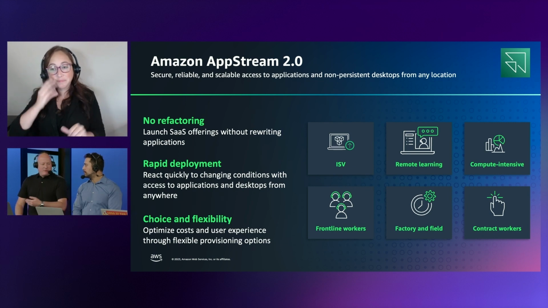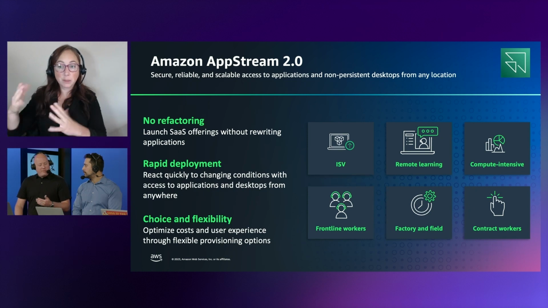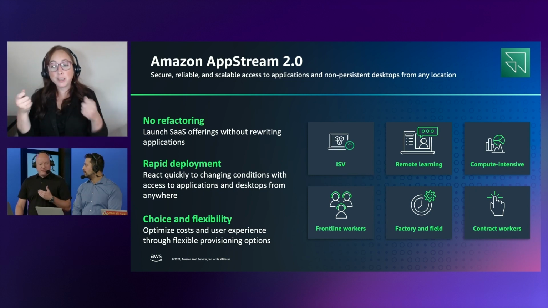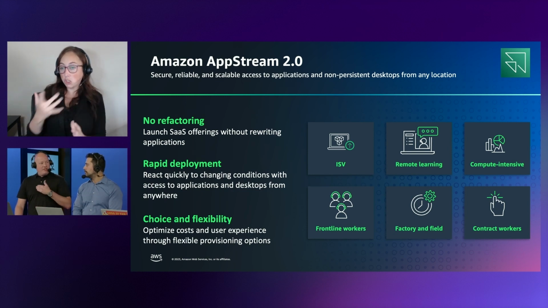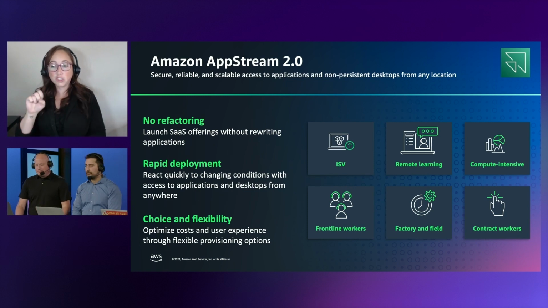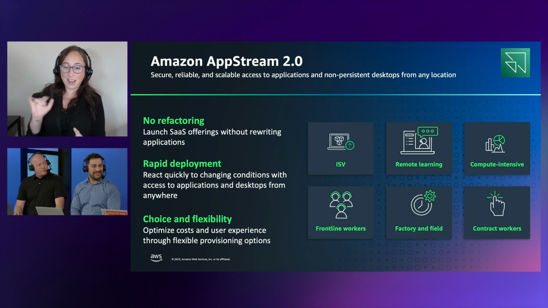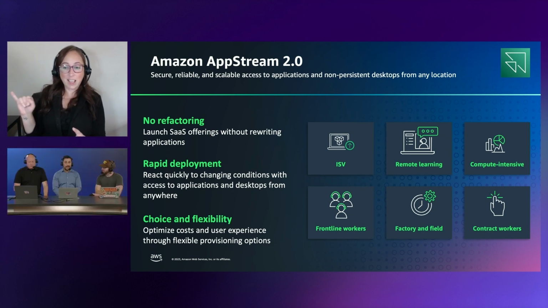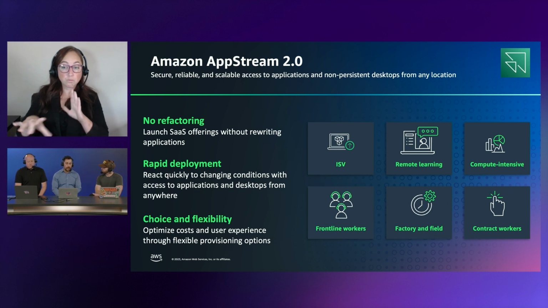But AppStream's real superpower is its flexibility around management, especially with our elastic capabilities. Admins love AppStream because they don't have to think about the underlying infrastructure. Yeah. It's essentially serverless desktop and application computing, which is super exciting. I was going to ask, this seems like, from the DevOps side, like the Fargate of VDI in a way. Yeah, and I think that overall, as I was talking about choice and flexibility, right?